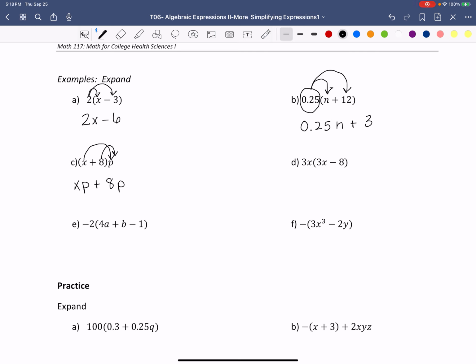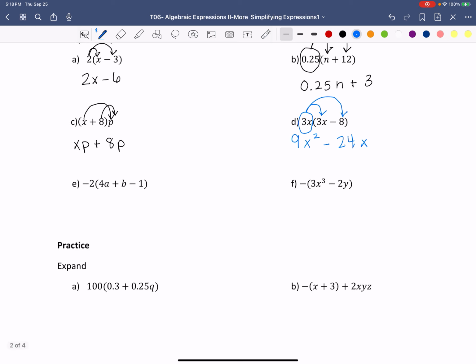So 8p, or xp, pardon me, plus 8p. And sometimes what we have in front of the bracket here does have a variable as well. So in this case, we're also going to distribute, but we can use our exponent rules as well to simplify this. So this is going to be 3x times 3x. So 3 times 3 is 9. x times x is x squared. And then 3x times negative 8 is going to give us negative 24x.